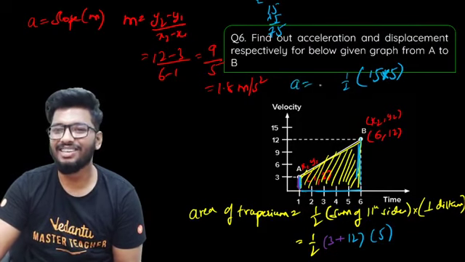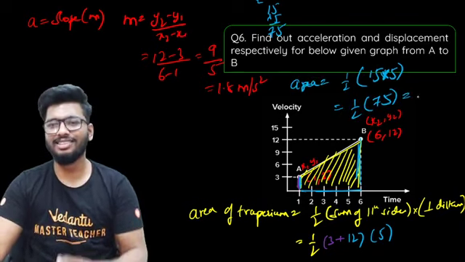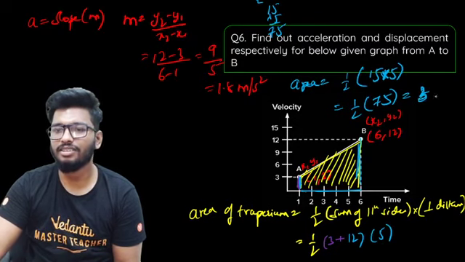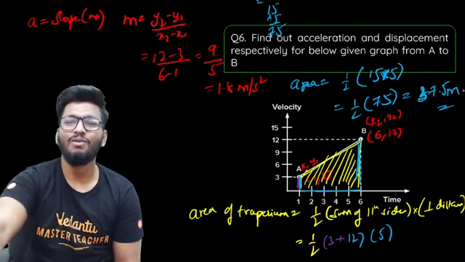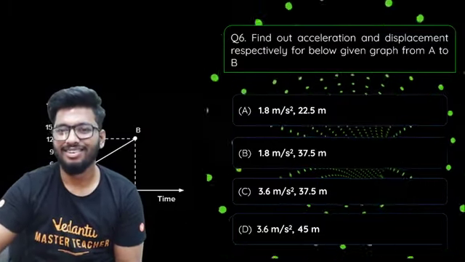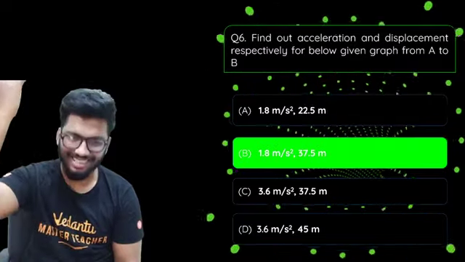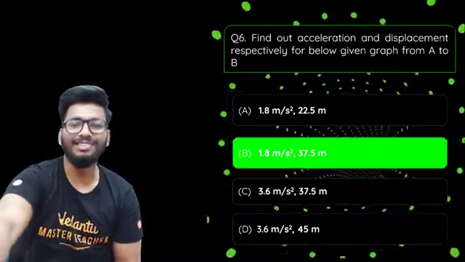So area is equal to half into 75. If you simplify this, you get 37.5 meters as your displacement, if I'm not wrong. Yes, 1.8 meter per second square and 37.5 meters. That's it, people. I'm happy now, I did not make any calculation mistakes. So that is the answer for this question.